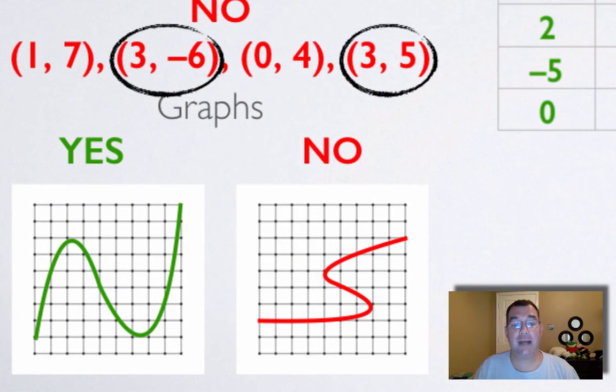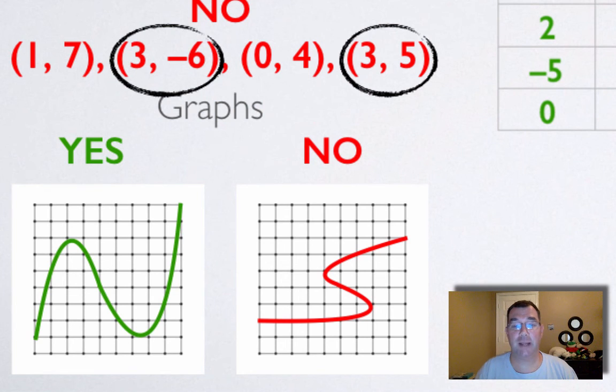When I'm looking at graphs, it's kind of hard to tell, but there's something called a vertical line test. And that will help you figure out whether a graph is the graph of a function or not. So basically, I need to be able to draw a vertical line anywhere on the graph and have it only go through the graph at most once. So if you look at the green graph, no matter where I draw a straight up and down line, it's only going to cross the graph once.